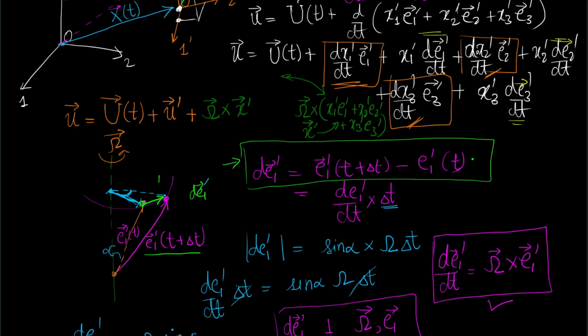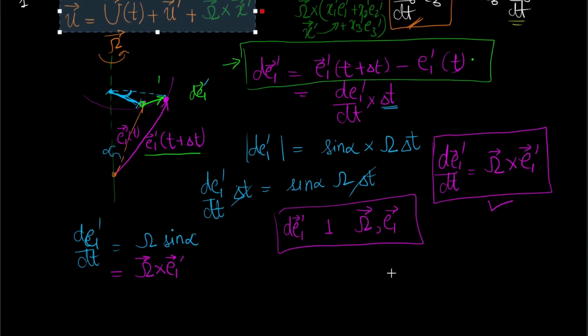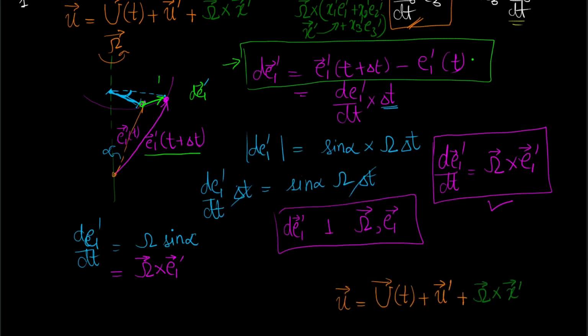Alright, so let me just copy this over here. So the velocity as seen in the inertial frame is related to the velocity of the moving frame, plus the velocity in the moving frame, plus omega cross x prime. This result I'm sure you might have done in classical mechanics, and this forms a part of Chasles' theorem.